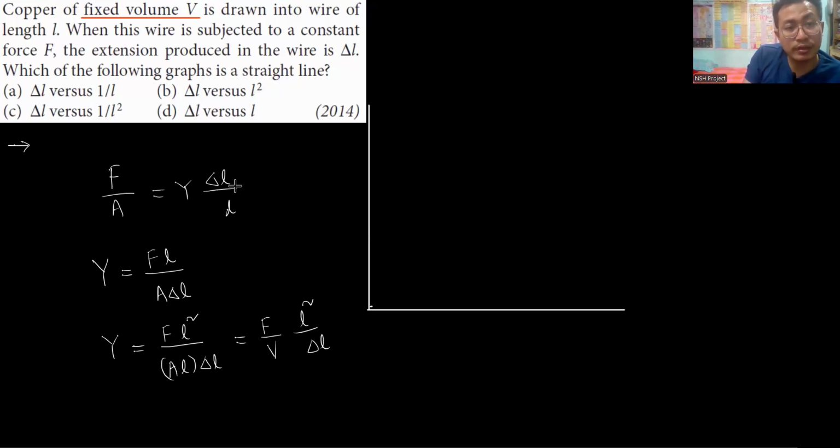When extended, this is a constant force. This is also constant, this is also constant, and Young's modulus is constant. Then it implies I can simply say that delta L is directly proportional to L square. So the answer is option B.